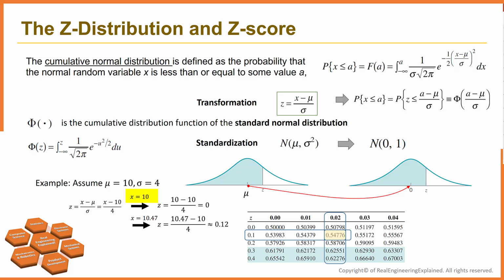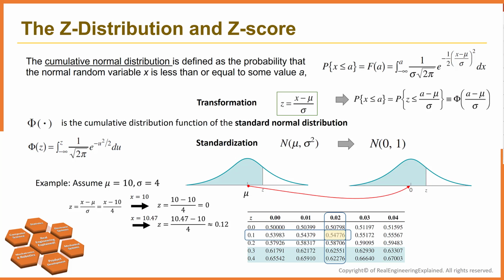For example, if x is equal to 10, the z-score is 0. And for x equal to 10.47, the z-value is 0.12. These z-values represent the number of standard deviations the data is above or below the mean.